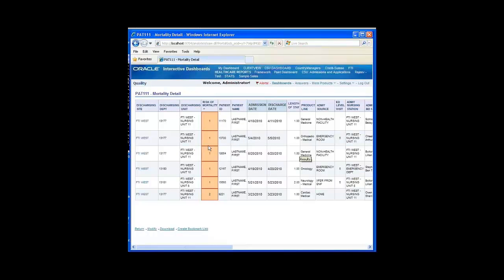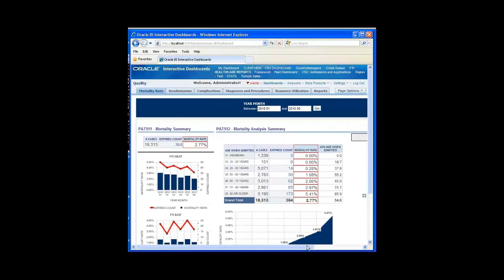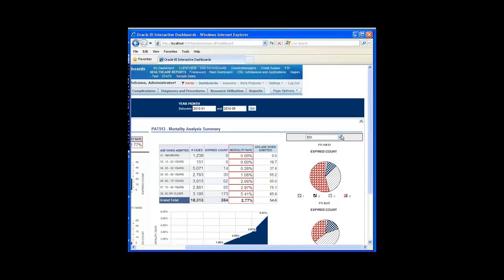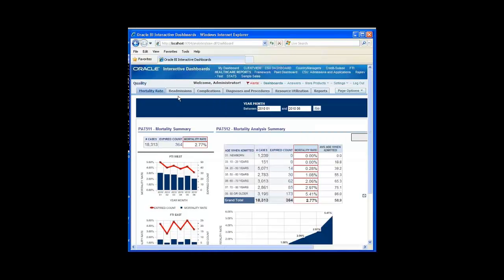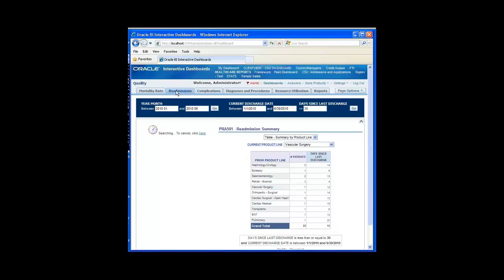So I can take a look at who those individual patients with the severity of illness 1 who expired were by simply clicking on that pie slice and understanding who the physician was, what the DRG was, all of those types of attributes, what their risk of mortality was, etc. So that is the mortality dashboard. Next, we take a look at readmissions.